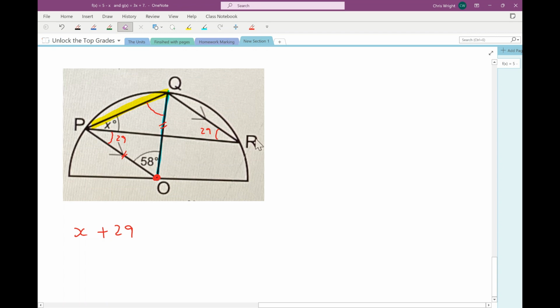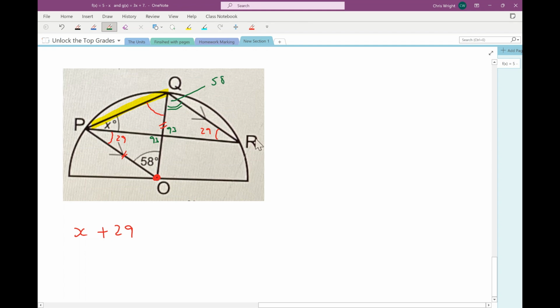Right, what else can we spot? Oh, wait a moment. 29 and 58. 29 and 58 mean that I can find the third angle in that triangle there. It's not a right angle. So 180 minus 29 minus 58 gives me 93 here, which means that this angle is 93, which means that this angle is 180 minus 93 minus 29. So that angle is 58.